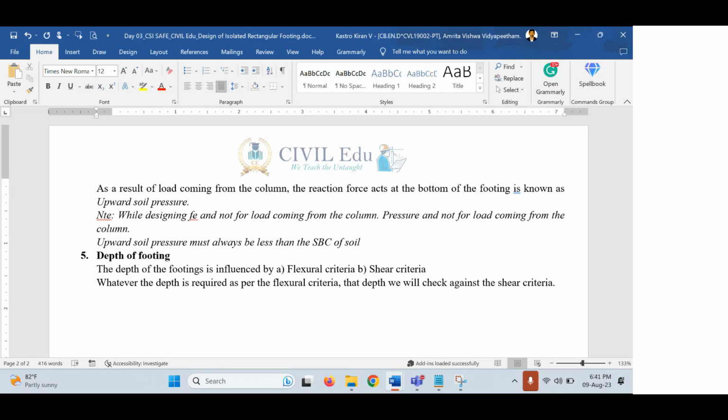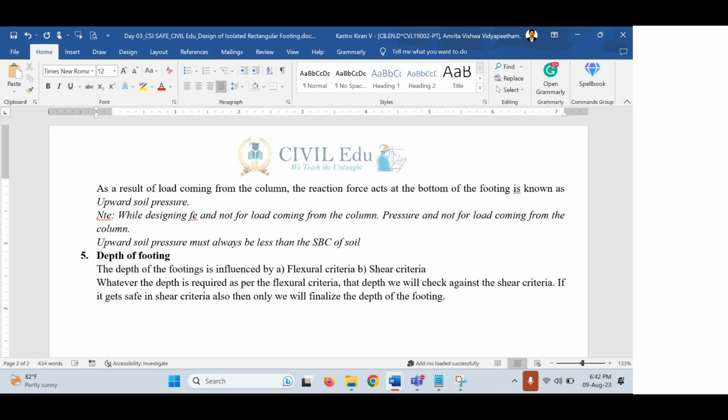This is vice versa. If you are doing the design for flexural criteria, then you have to consider the same design for shear criteria also. If you are doing the design for shear criteria, then you have to design the same for flexural criteria also. So if it is safe in shear criteria also, then only we will finalize the depth of the footing. So that's how we are going to decide the depth of the footing.